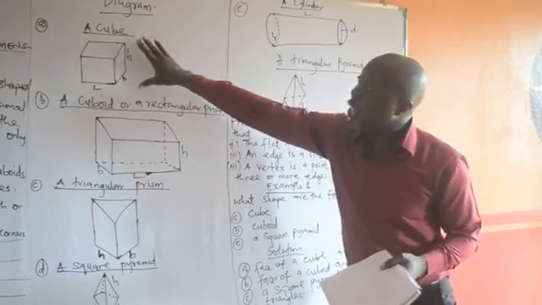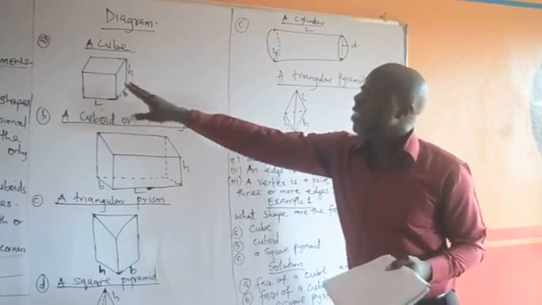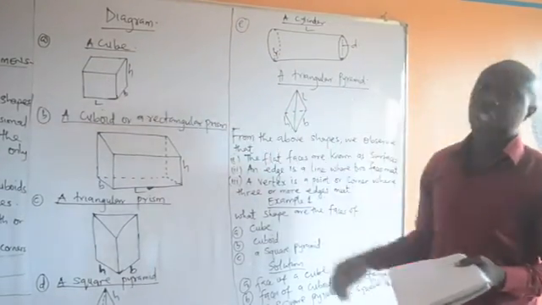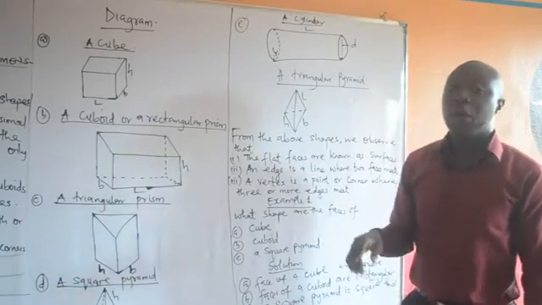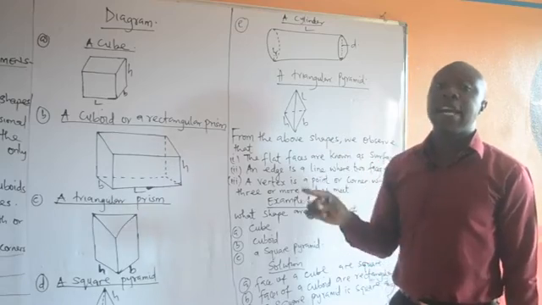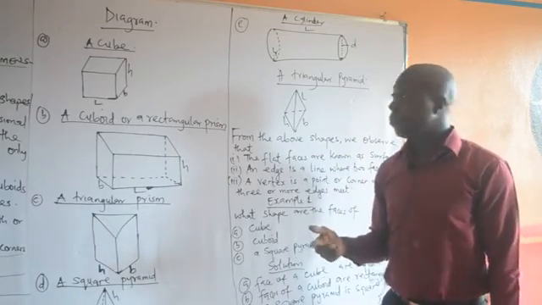If you look at the shape of this cube, it has a square shape. When we talk about square, all the sides are what? Equal. In a square, all the sides are equal.